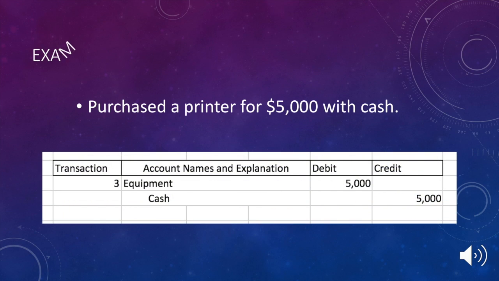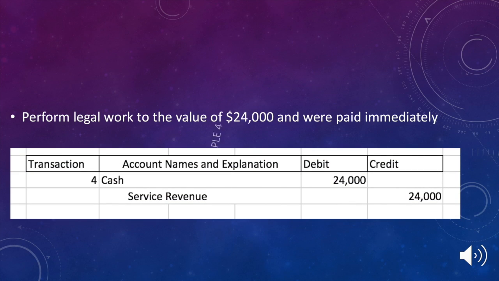Number 2, purchased a printer, same as the previous example. Equipment is rising as an asset and cash is used to purchase it and is a credit of $5,000. Cash is received from work and thus is a debit, and service revenue is credited.